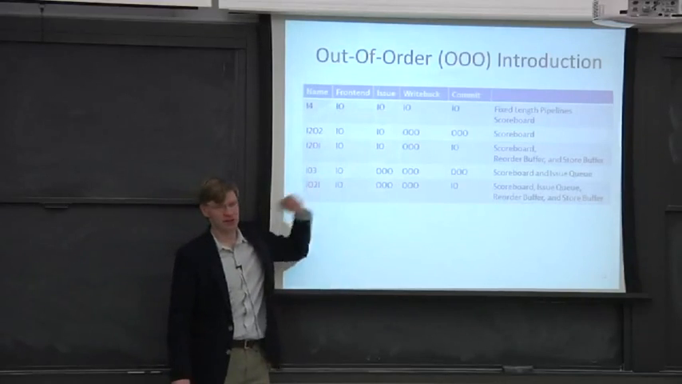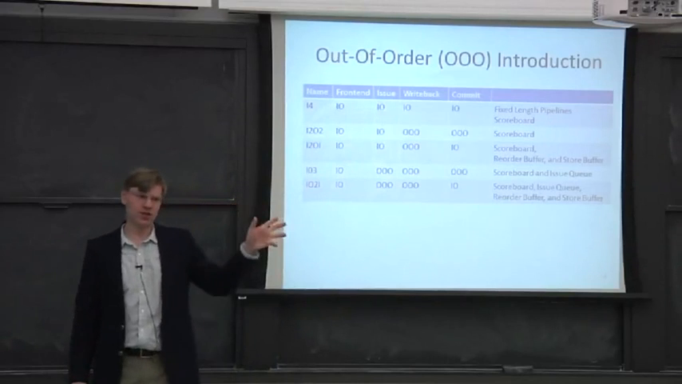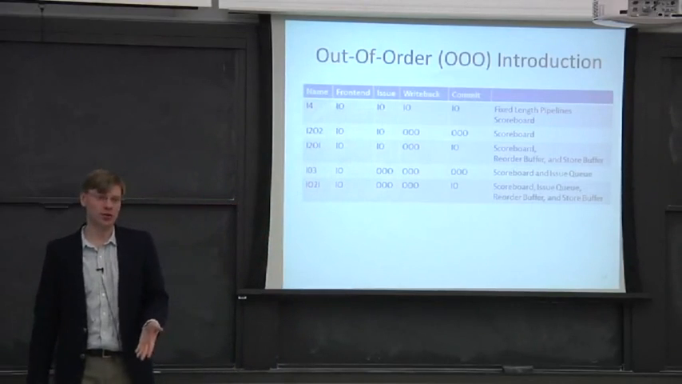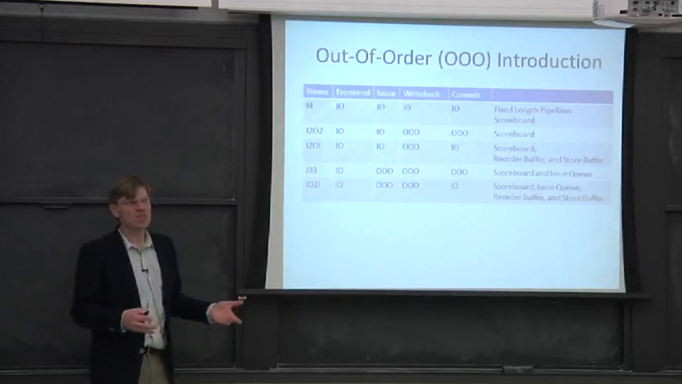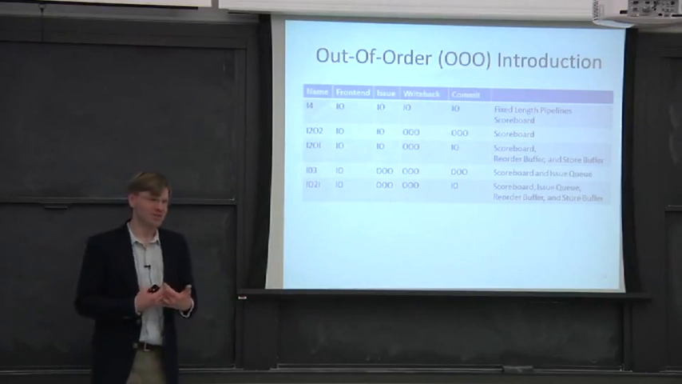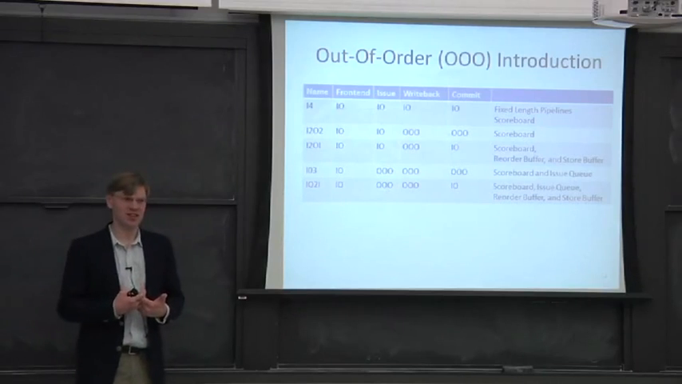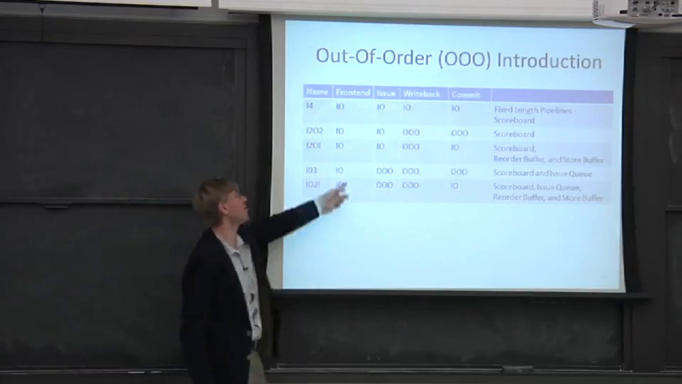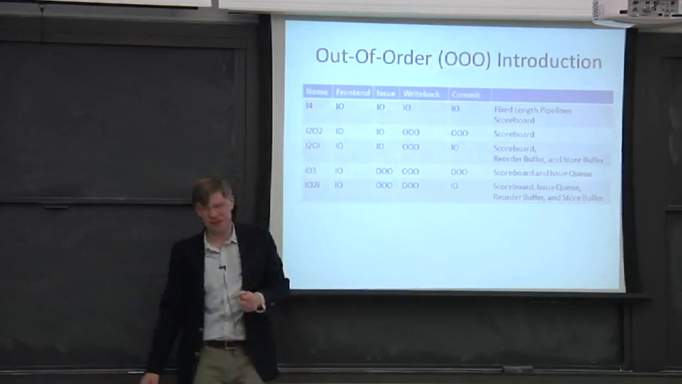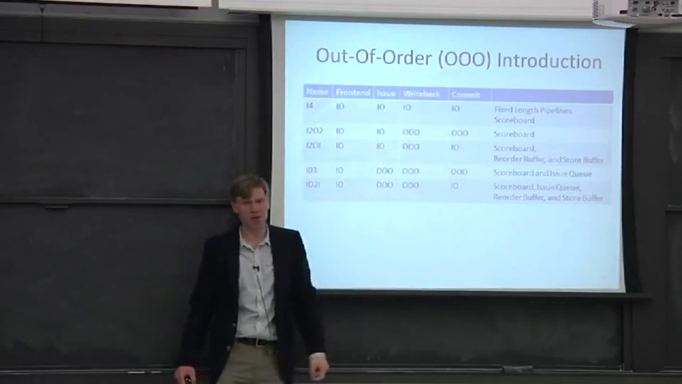OK, so let's talk about different portions of a pipeline that can be in order versus out of order. The front end. So what do I mean by the front end? The front end is instruction fetch, and probably decode. This is pretty hard to do out of order, because, unless you can predict the future, it's pretty hard to know. So most of the machines we're going to be looking at have the front end being in order. So I/O here means in order, OOO means out of order.